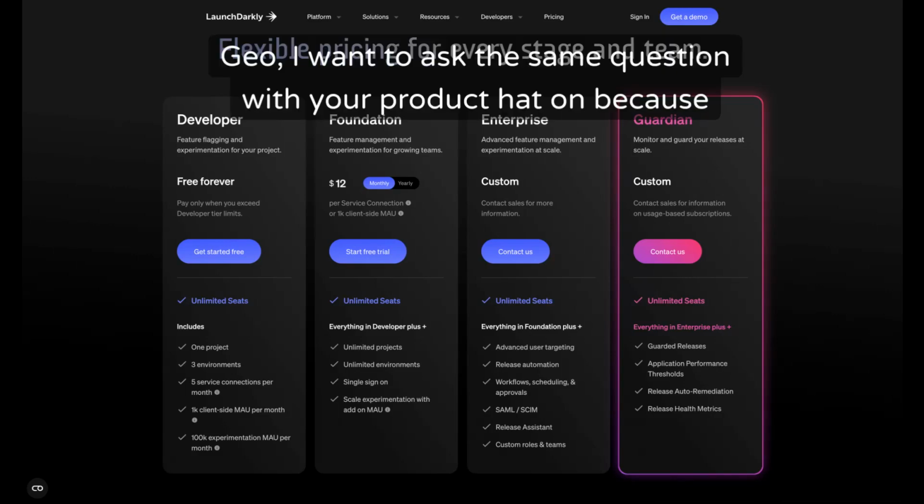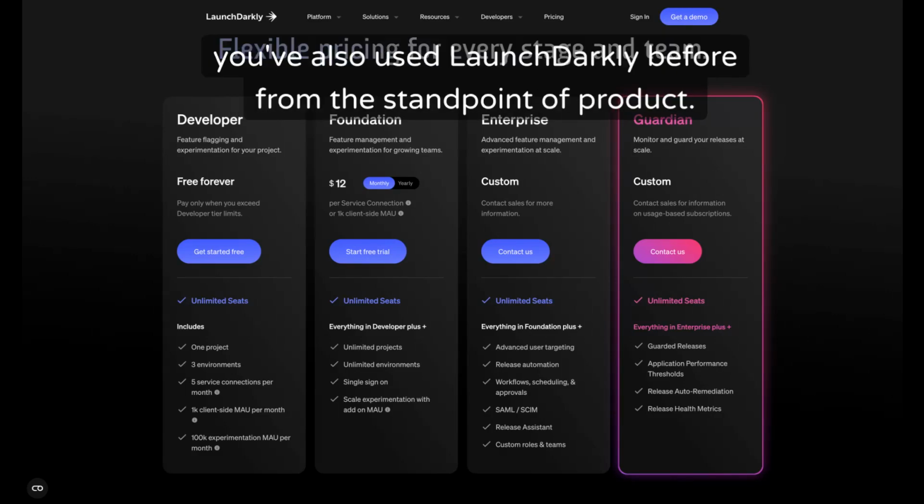Yeah. Gio, want to ask the same question with your product hat on, because you've also used LaunchDarkly before from the standpoint of product.